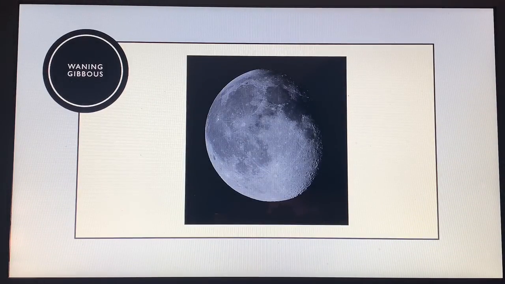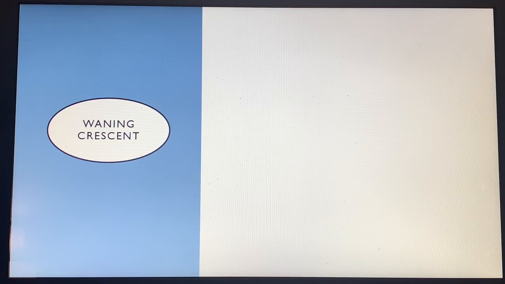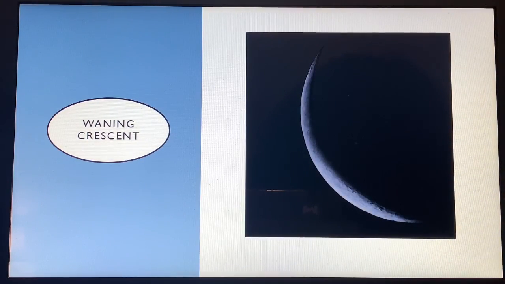Next is a waning gibbous. This is when the moon is becoming less and less visible, but it still looks full. And lastly, we have the waning crescent. In this moon phase, we can see a tiny sliver of the moon before a new moon.